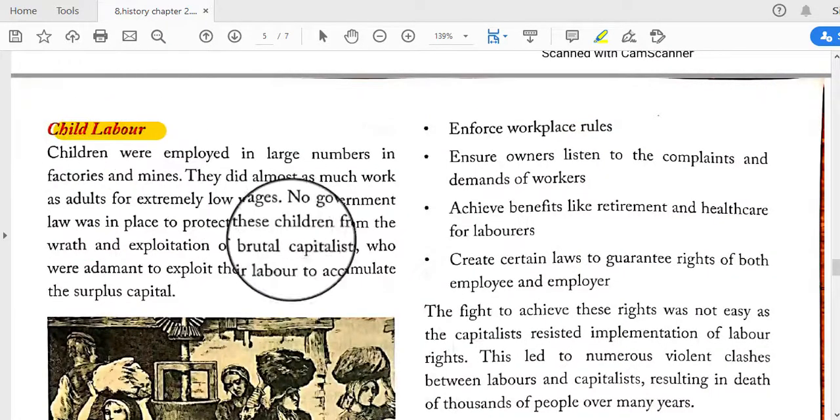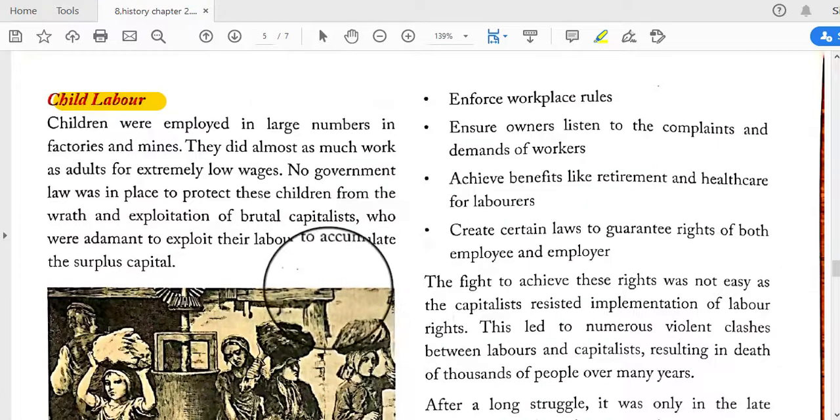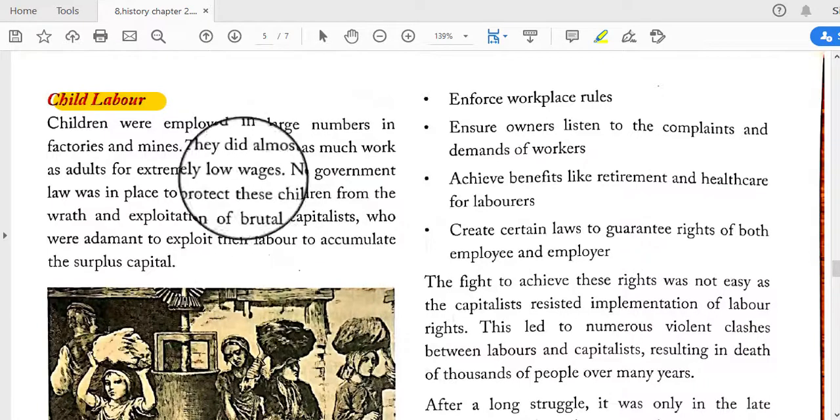Next is child labor. Children were employed in large numbers in factories and mines, and they did almost as much work as adults for extremely low wages, and no government laws were in place to protect these children from the wrath and exploitation of brutal capitalists who were adamant to exploit their labor to accumulate surplus capital.